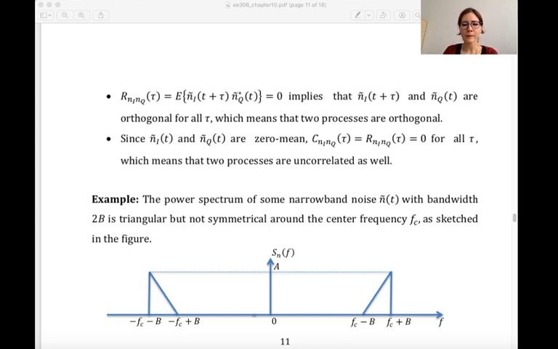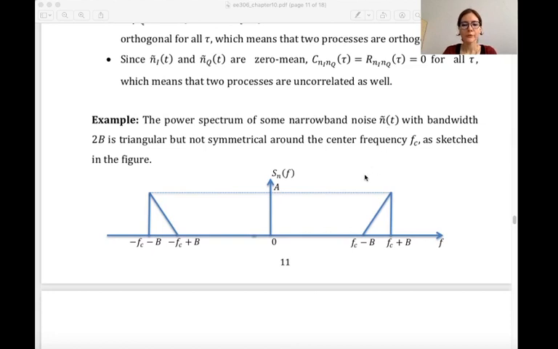Next, we look at this example that demonstrates all these properties that we saw. So let's consider a narrow band noise process N of t, whose spectrum looks like this. So it is bandpass, and of course it's symmetric around f equals 0. But when you look at each wing, on the right and on the left, it's not symmetric. So it's a triangular function. It's not symmetric around the center frequency. So notice in here that the center frequency Fc is right in the middle, in the base of the triangle. So this end point is Fc minus B, and the other end point is Fc plus B, and similarly at the negative side.